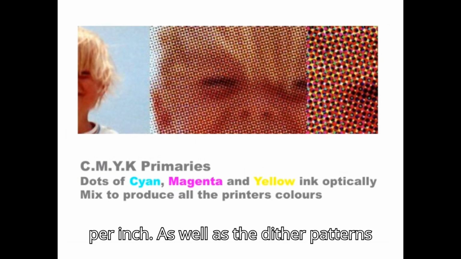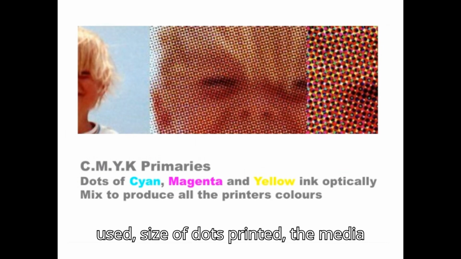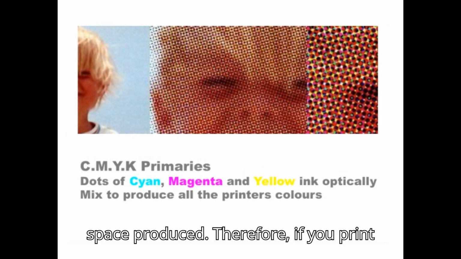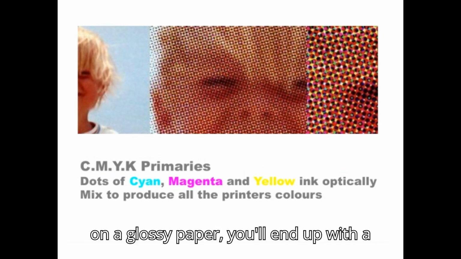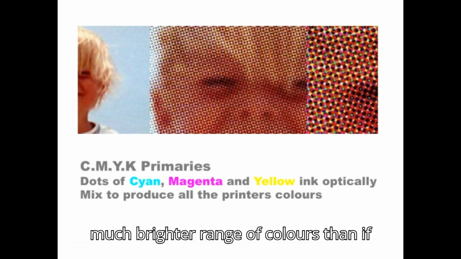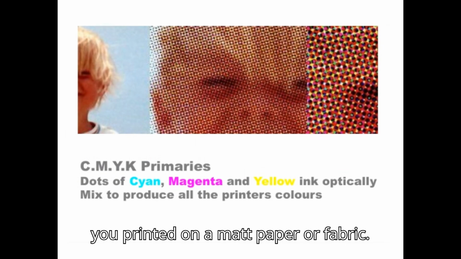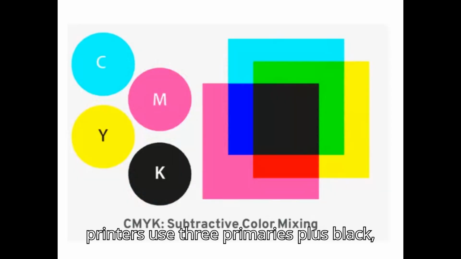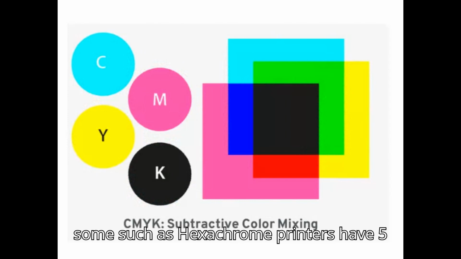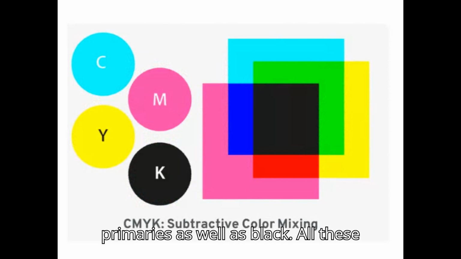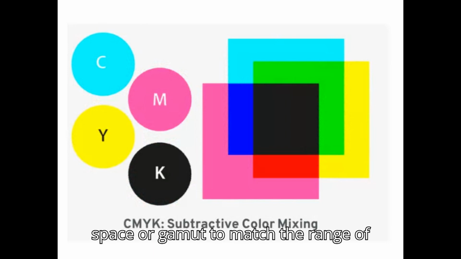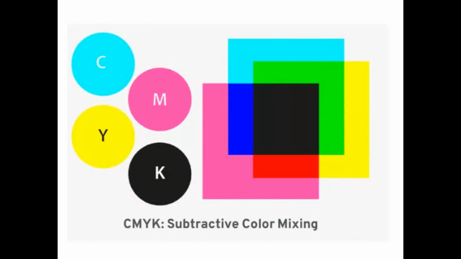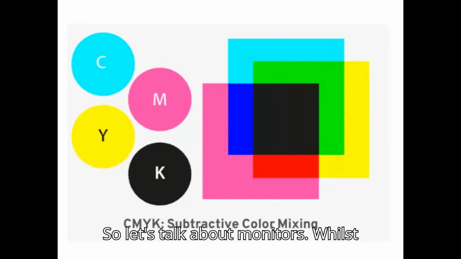As well as the dither patterns used and size of dots printed, the media printed on will also affect the colour spaces produced. Therefore, if you print on a glossy paper, you'll end up with a much brighter range of colours than if you printed on a matte paper or fabric. And whilst most printers use three primaries plus black, some such as hexachrome printers have five primaries as well as black. All these printers are trying to create a colour space or gamut to match the range of colours that can be displayed on a monitor. So let's talk about monitors.